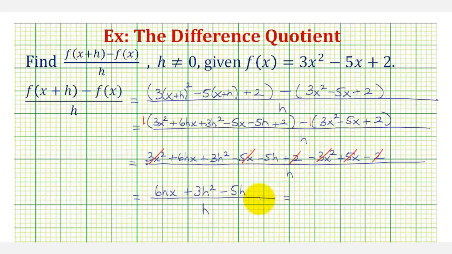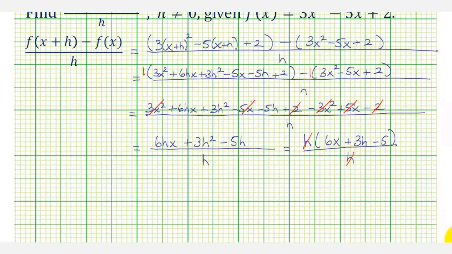So now we'll go ahead and factor the numerator to simplify. If we factor out h, we're left with 6x plus 3h minus 5 divided by h. In this form, we have h over h that simplifies to 1. So the simplified difference quotient would just be 6x plus 3h minus 5.